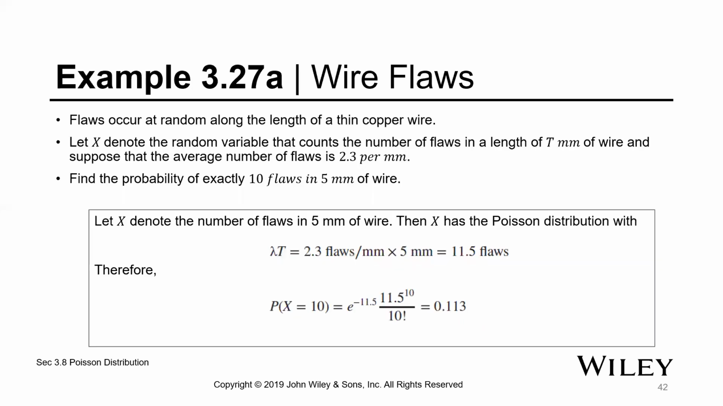So wire flaws are kind of random along the length of the wire. Most of the time, copper is very, very dependable, so most of the time it's in a good state. X is a random variable that contains the number of flaws in a length of T millimeters of wire, and the number of flaws is about 2.3 per millimeter. Find the probability of exactly 10 flaws in 5 millimeters.